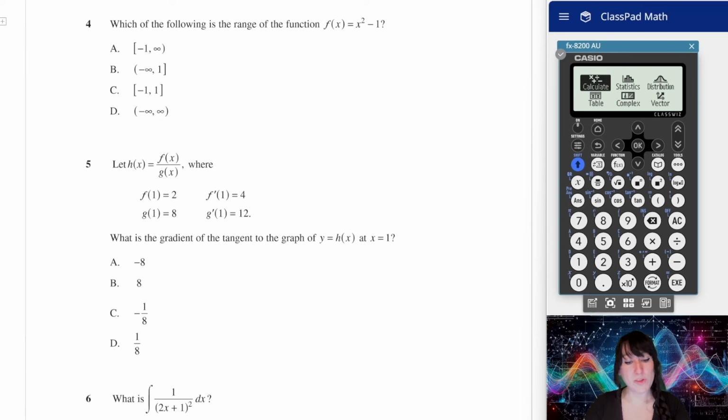Question 4. Which of the following is the range of the function f of x equals x squared minus 1? So to find the range of a function, it's very helpful to know what its graph looks like. You may recognize this as a quadratic, which graphs a parabola, and has a vertical translation down 1. So a quick sketch will be useful.